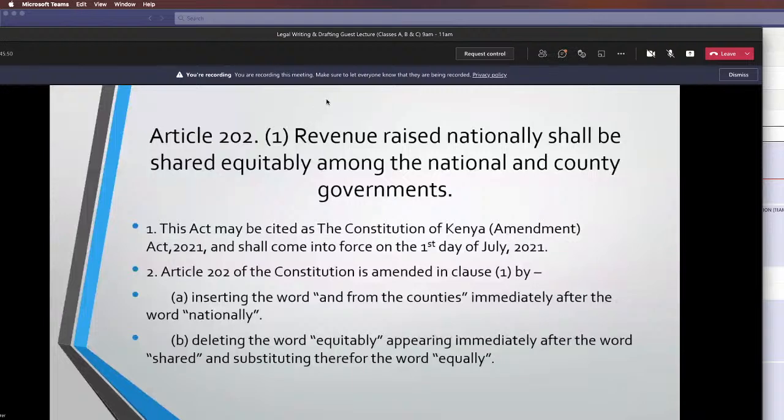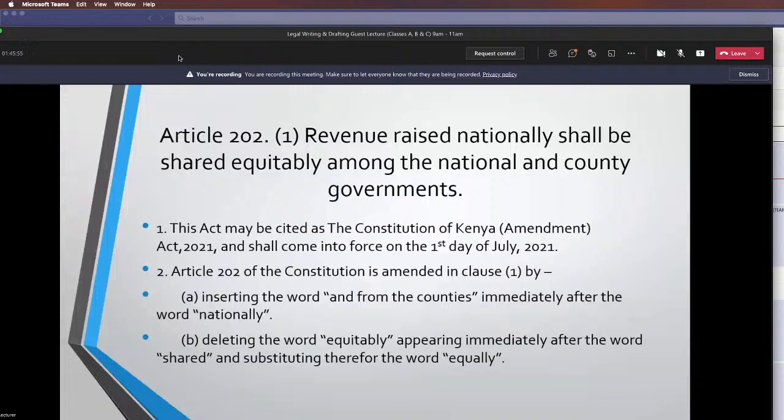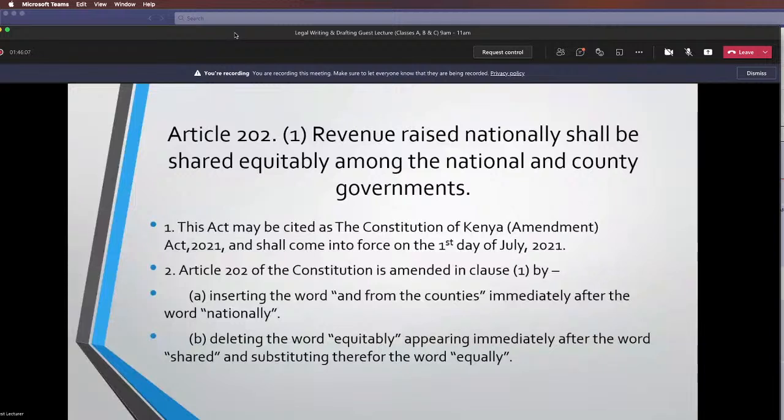to meet the requirements of the drafting instructions is that Article 202 of the Constitution is amended in Clause 1. Remember, it's Clause 1. So here I start with Article 202 of the Constitution is amended in Clause 1, because that's the first clause where the issue is, by A. So we have divided it into A. The other side, we didn't have those divisions. A, inserting the words and from counties immediately after the word nationally. So revenue raised nationally and from counties shall be shared.